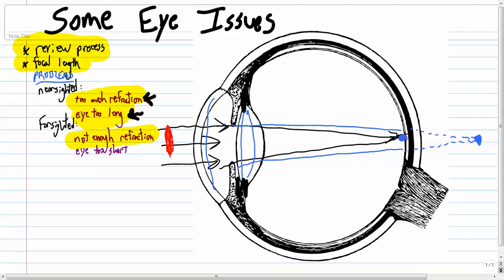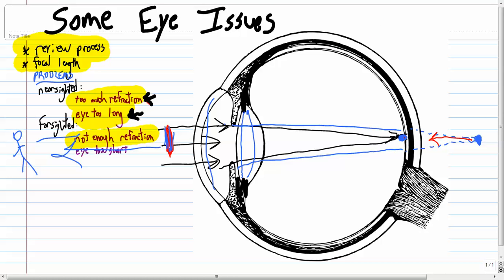So these people can't see stuff unless it's really far away. These people are called farsighted, because if you look at an object that's really far away out here, then that takes this spot and it moves it forward. So if you're farsighted, you probably have not enough refraction going on.